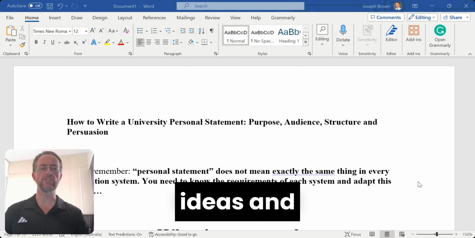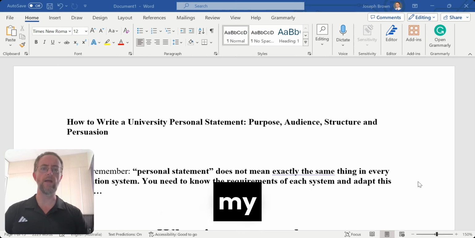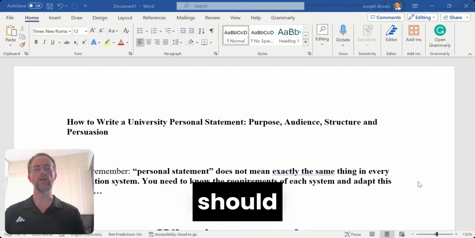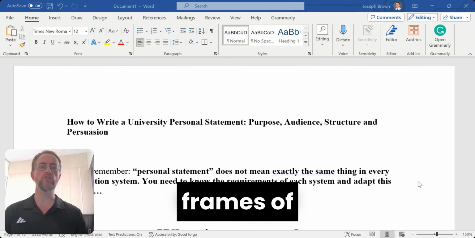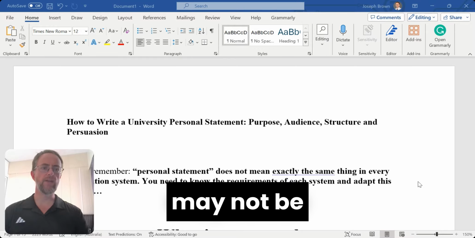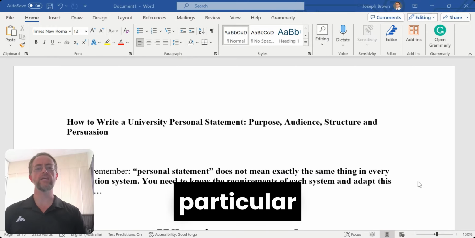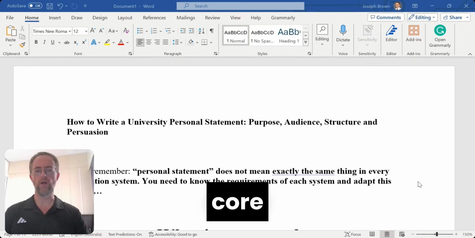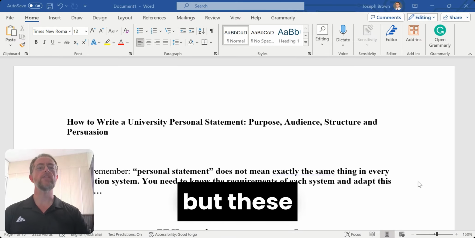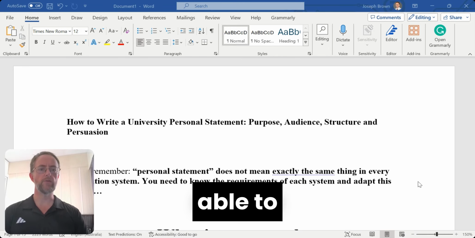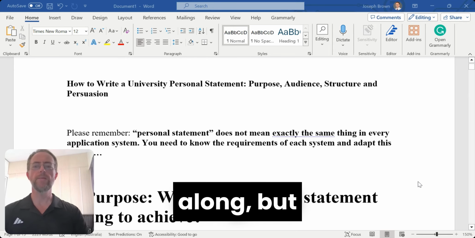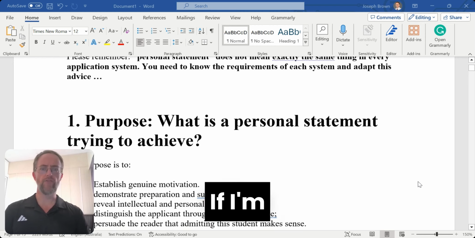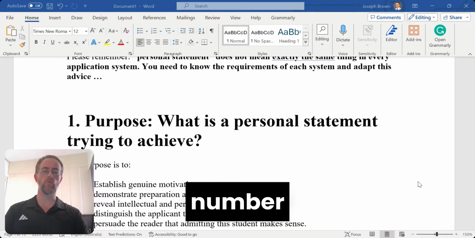If I was to take these ideas and then completely brainstorm my response, then you're going to be ready for anything. Anyone will be able to ask you about something, and you should have great evidence and great frames of response. This may not be exactly what you need for your particular response. It might not be perfect for UCAS or for the core application in the US, but these are the ideas that will go into it and you will be able to adapt. I'll give you some pointers as we go along, but make sure you know that not all personal statements are the same.